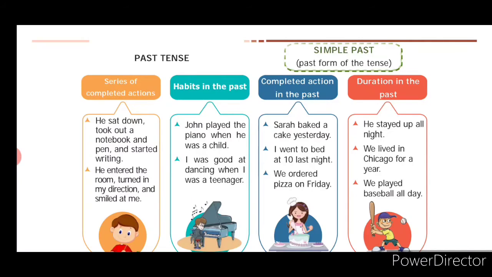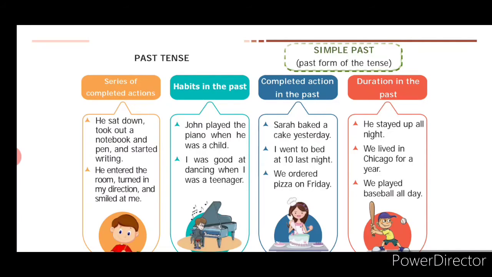Here simple past tense is used for the past action, that is, an action which happened in the past. See, a series of completed actions, in the sense: he sat down, took out a notebook and pen and started writing. He entered the room, turned in my direction and smiled at me. So all are a series of past tense.